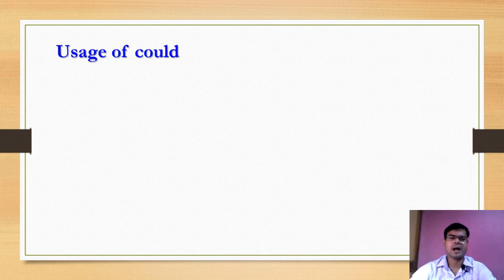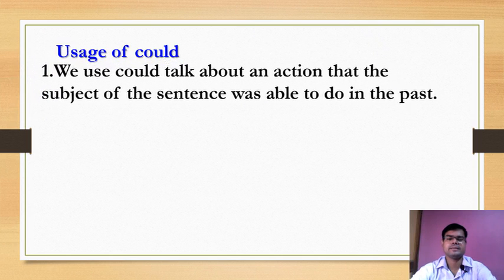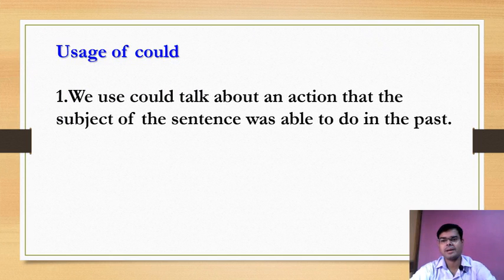Let's start with how to use could, or where could can be used. It's very simple. We use could to talk about an action that the subject of the sentence was able to do in the past. Subject means the one who has done that particular action. As we are speaking regarding the past, whatever he was able to do in the past will be mentioned with the help of could.